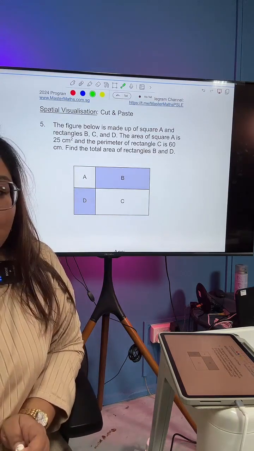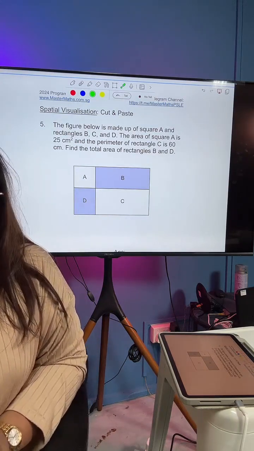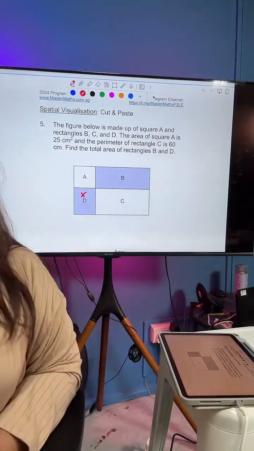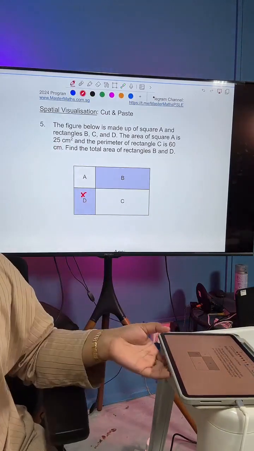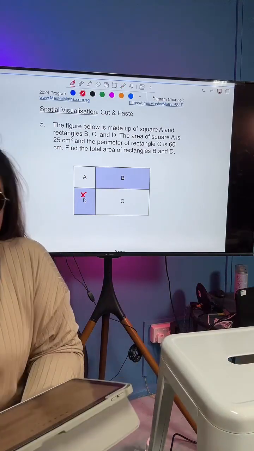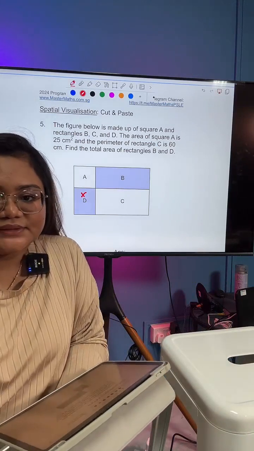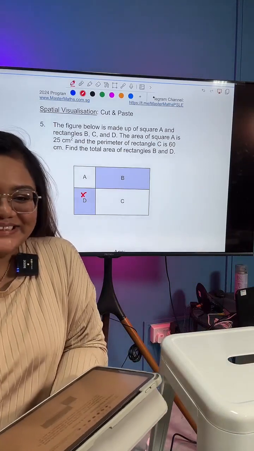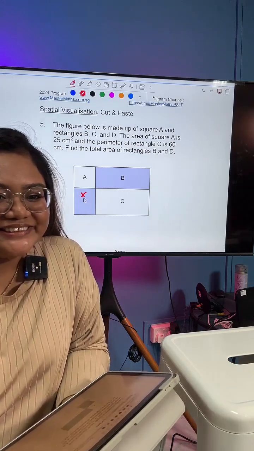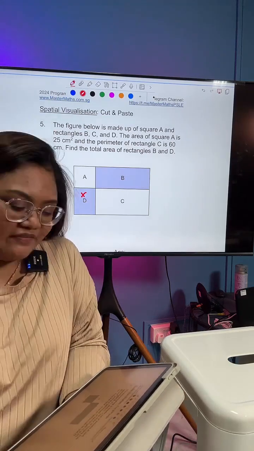Do you know where to cut, what to cut and where to paste? Give you a clue, okay? I'm going to cut D. Where do I paste D? Cut D, then paste where? Do you know? Square root of 25. Excellent.